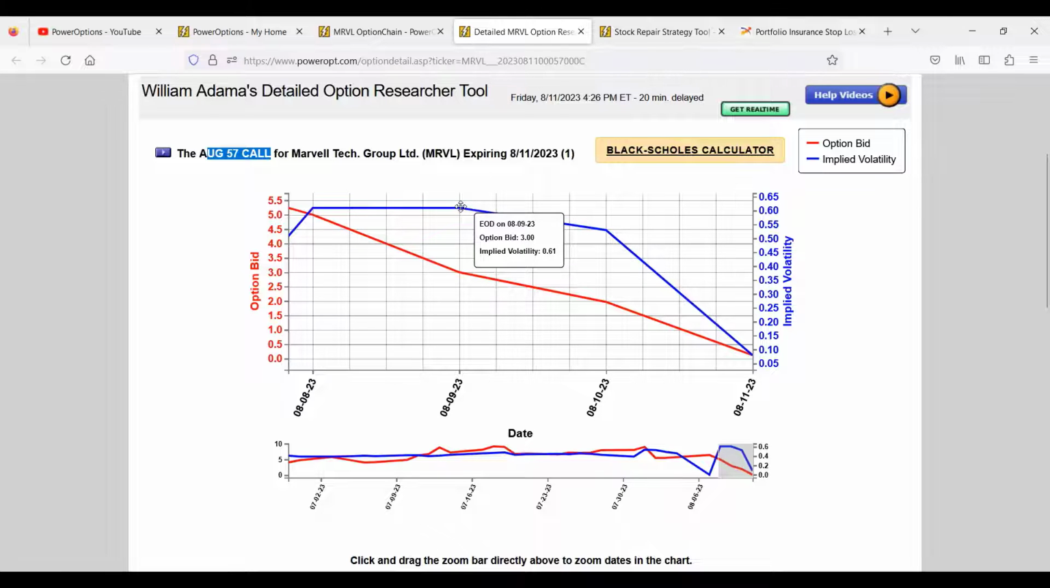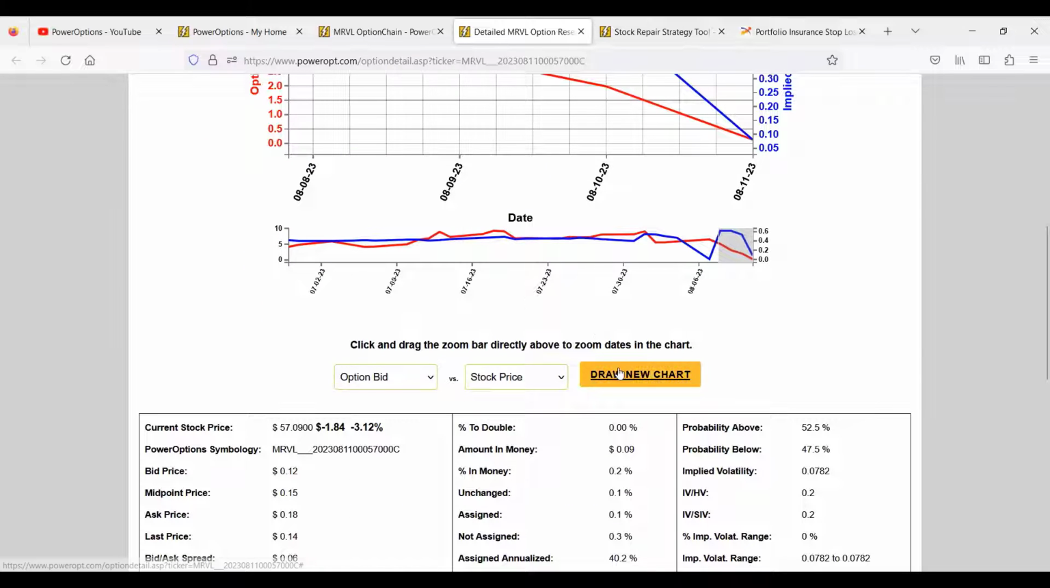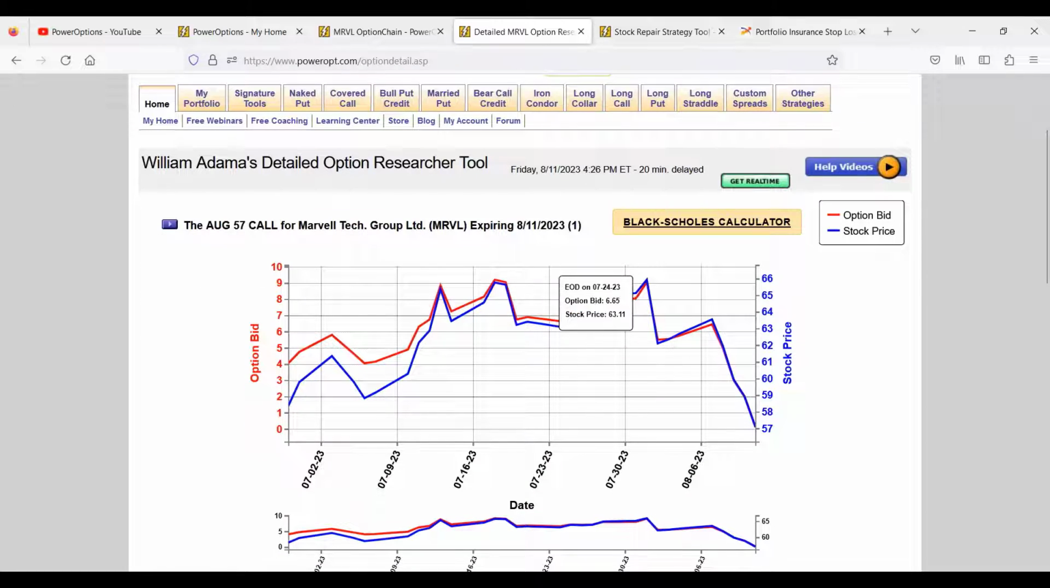Well, at close, it was $3 with an implied volatility of 0.61. Close of 8.10 is a bid of 1.97 with an IV of 0.53. And again, as I mentioned, if I want to compare it against the stock price, we could do that as well and just redraw the chart. And of course, as you're getting closer to expiration, since I chose the call, they're going hand in hand in this case because this call is still slightly in the money. The 57 strike call with Marvell, as we saw, it's around the 57.10, 57.20 strike, or cost, Carl, price, I should say.